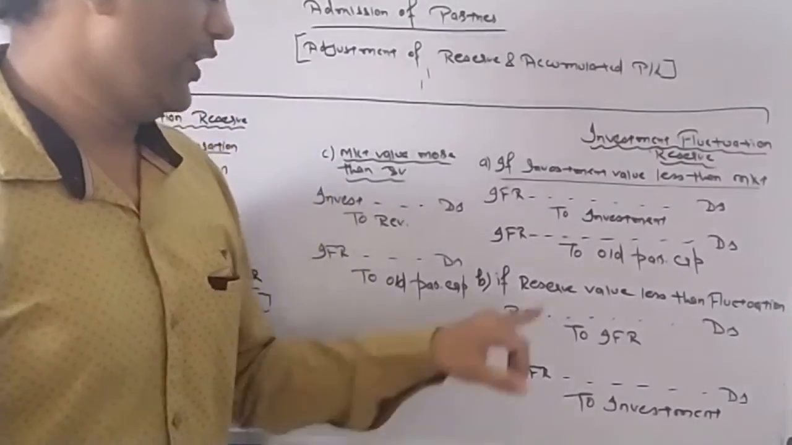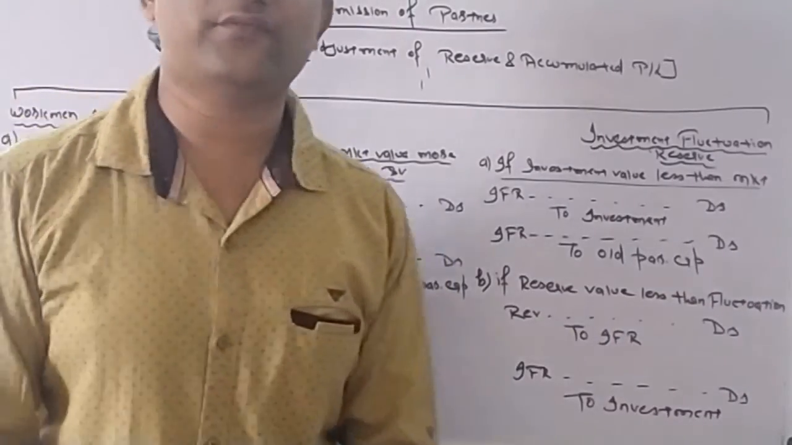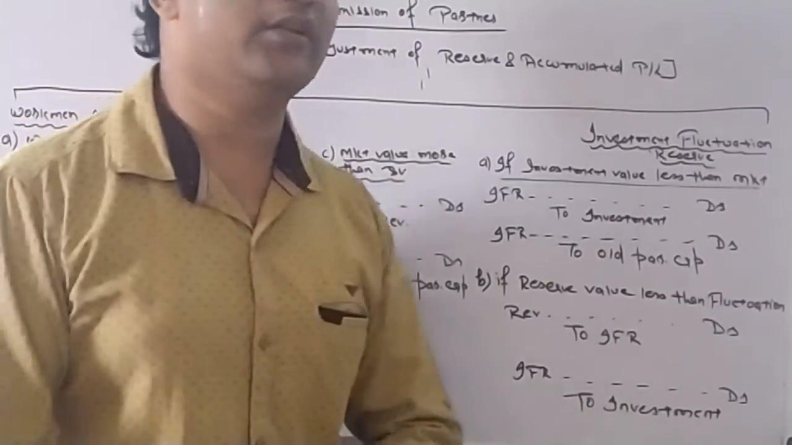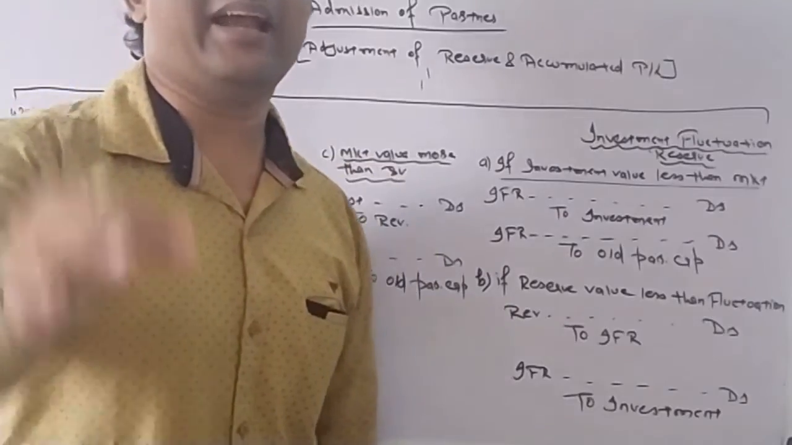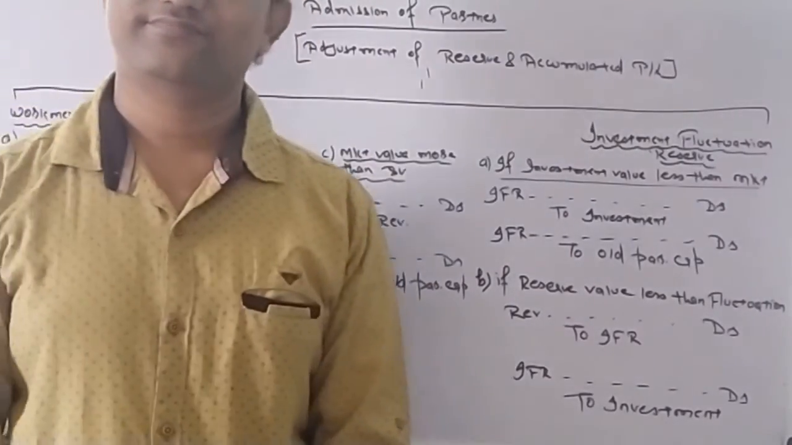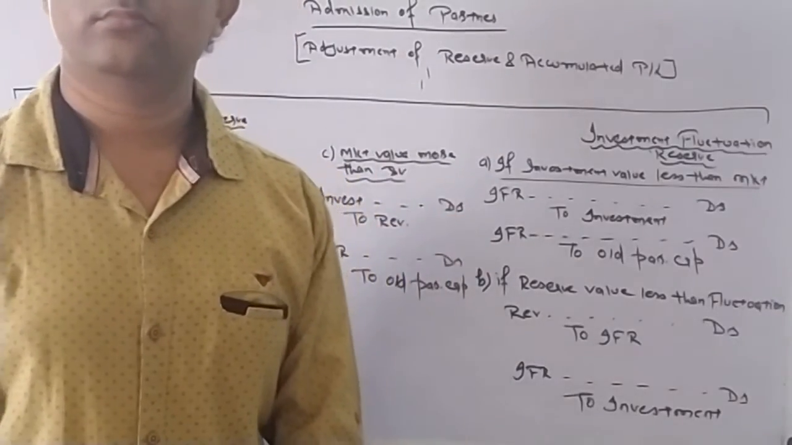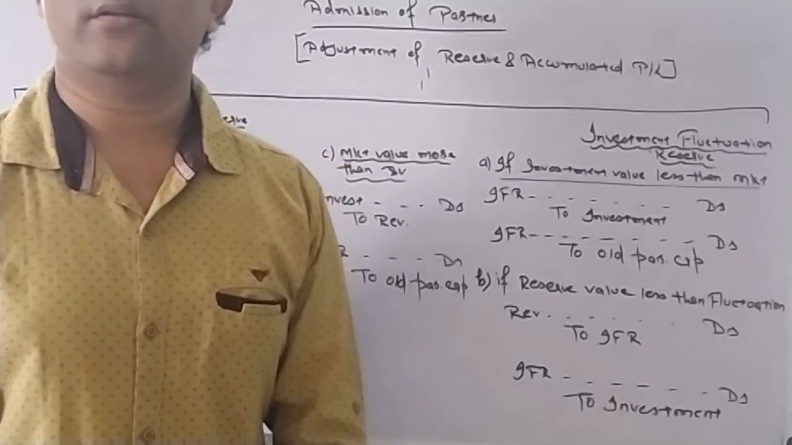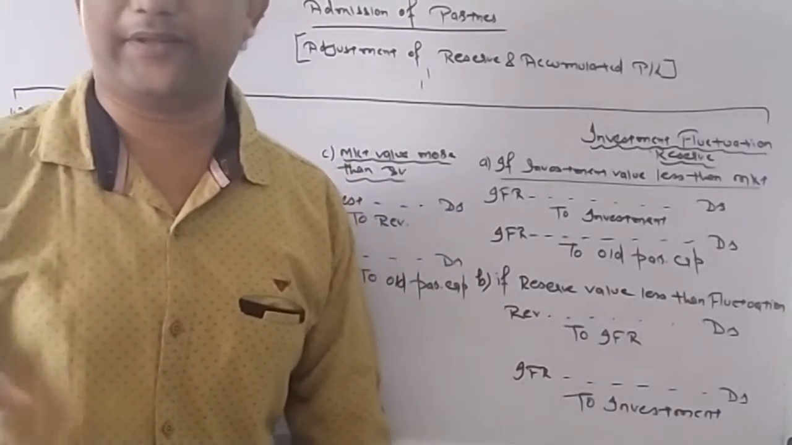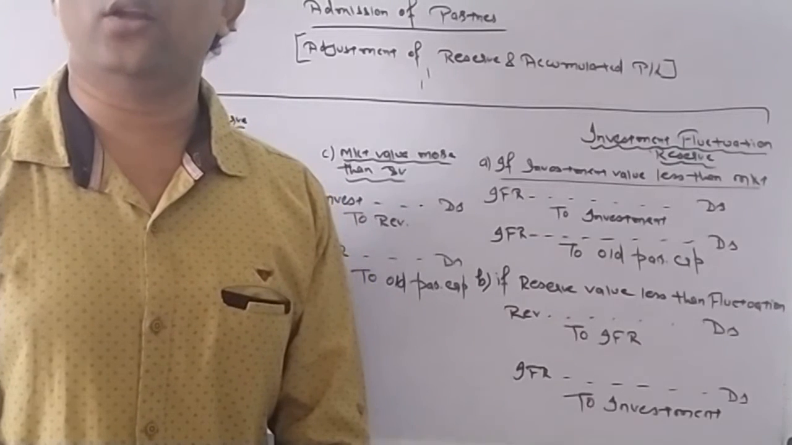Second case, if reserve value less than fluctuation, I have a reserve of 5,000. My investment value is 15,000. Now the market value of investment today's date is 9,000. How much loss I am getting? 6,000. 15,000 investment became 9,000. I am getting a loss of 6,000.